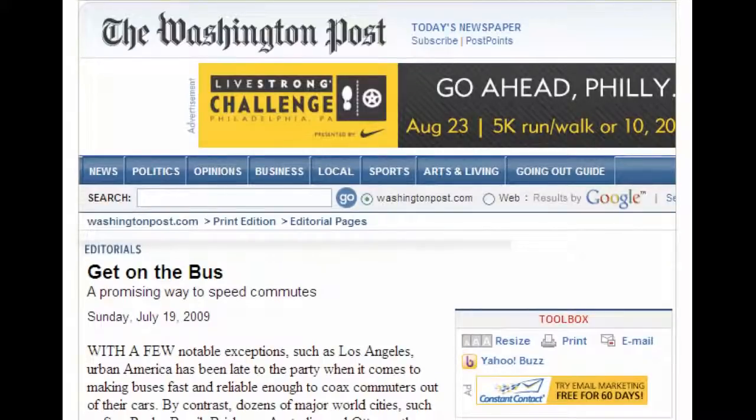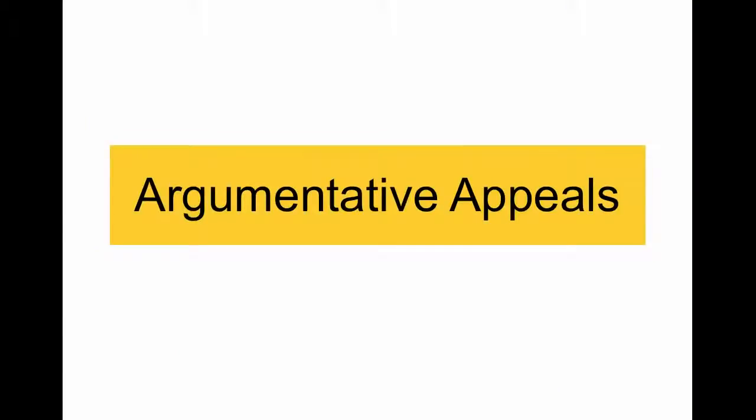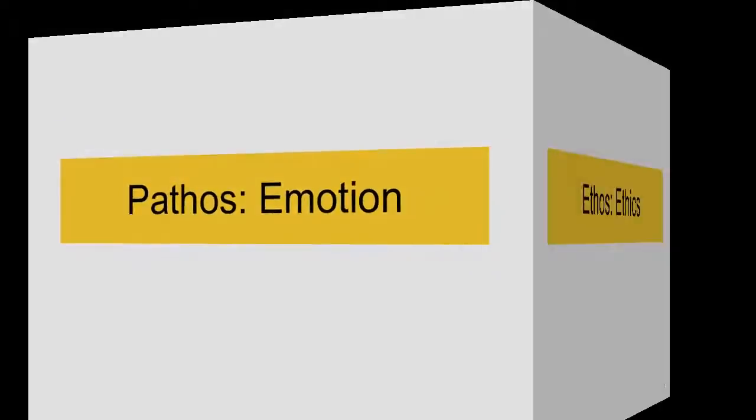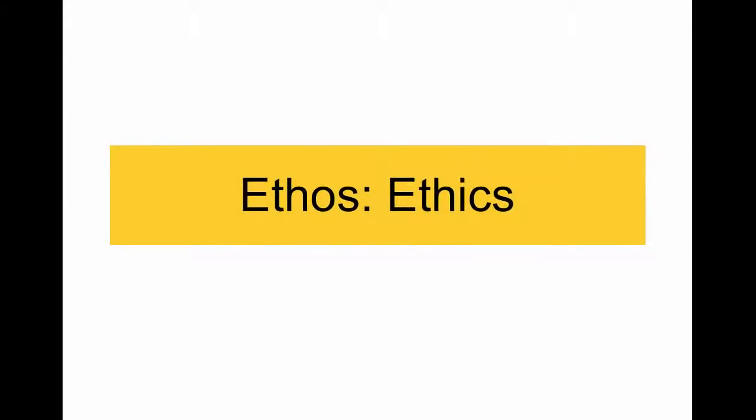In this unit you will choose an issue and write an argumentative paper about that issue that can be published as an editorial in a news publication. But first you will need to learn about common types of argumentative appeals, such as logos, the appeal to reason, pathos, the appeal to emotion, and ethos, the appeal to a person's sense of ethics.